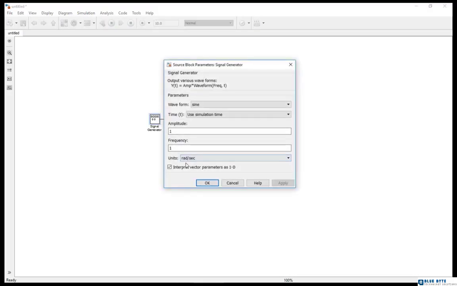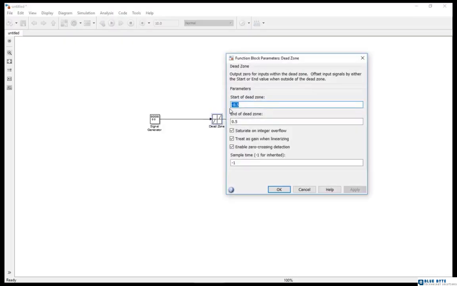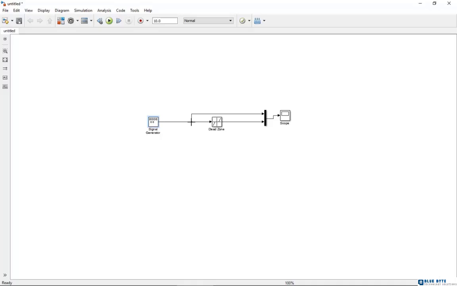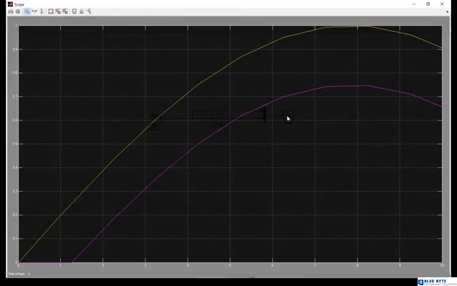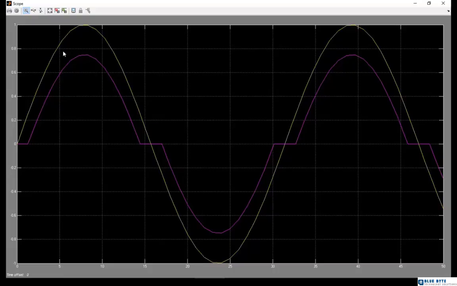I consider a signal generator as sinus wave and set its amplitude 1 and its frequency 0.2 Hertz, and also set the start of dead zone and end of dead zone minus 0.25 and plus 0.25. And as I said before, if the output is between minus 0.25 and plus 0.25, the given output is 0. It means that if the output is between the two amounts, the output will be 0.